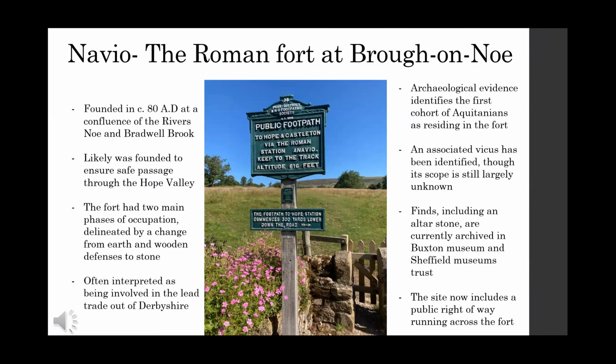The fort of Navio, that's located at Brough-on-Noe, was founded around 80 AD at the confluence of the rivers Noe and Bradwell Brook on a small rise that helps with line of sight and visibility. It is likely that the fort was founded to ensure safe passage through the Hope Valley and to protect transportation and trade around this area. The fort had two main phases of occupation with a short period of abandonment. These are delineated in the first phase with earth and timber defences, which then become more permanent stone defences in the second phase of occupation.